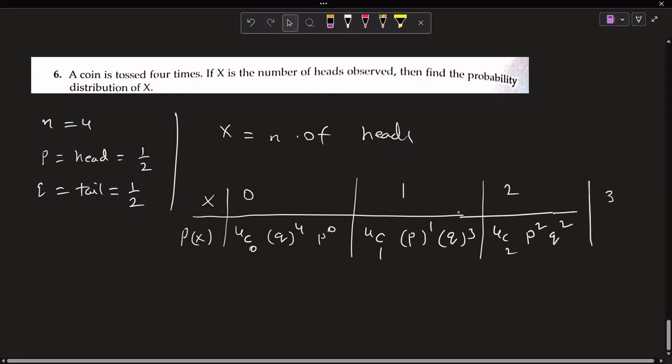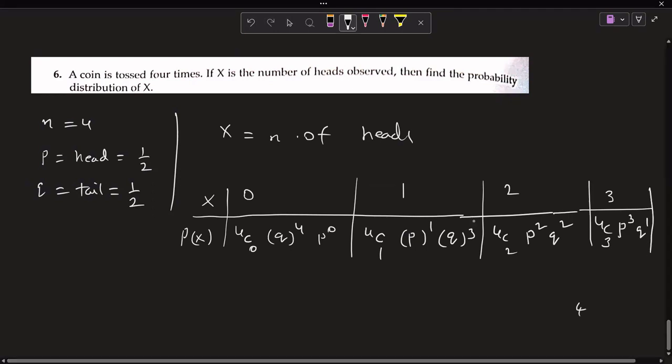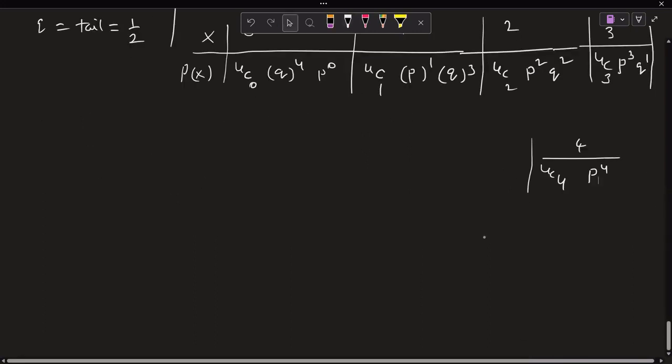And 3 times? 3 times means out of 4 times, select 3 times. And head probability will be power 3, tail probability will be power 1. And last case, 4. This fourth case is select 4 times out of 4 times, and you have to get a head on all 4 times. So these are the values you should calculate here.